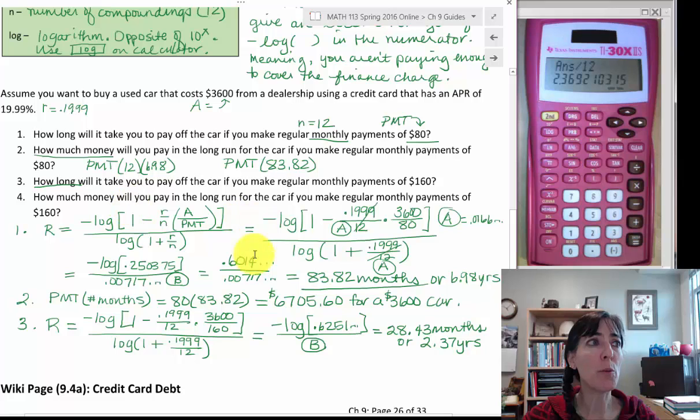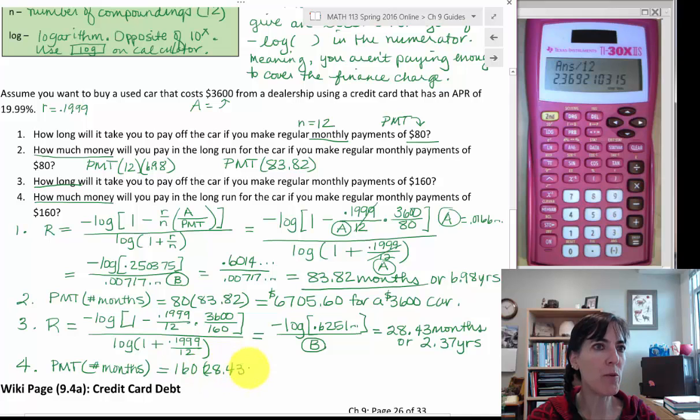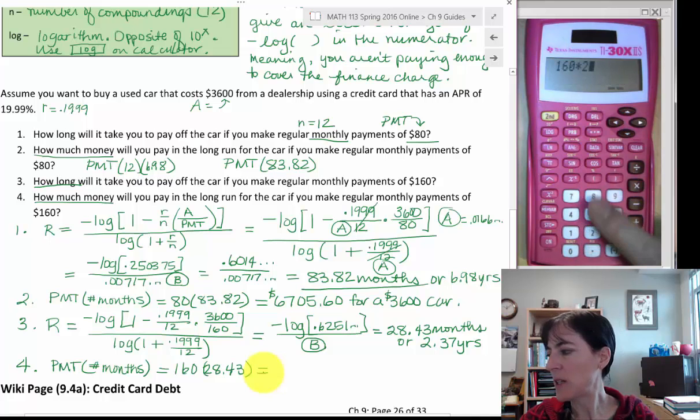Now let's see number 4, how much money will you pay in the long run? Remember that how much money you will pay. We're asking how much will you make payments over the time that you have the loan, and we were doing the payment times the number of months to figure that out. So we'll do that again. And here we were making much larger payments, 160, but we have way fewer months, so 28.43 months. And so we have 160 times 28.43.